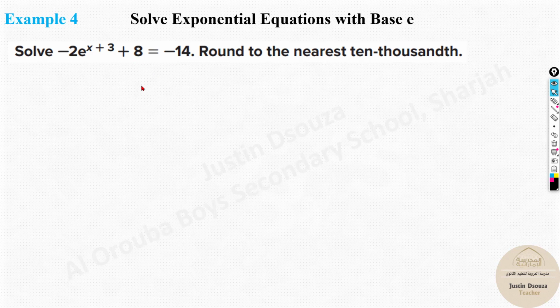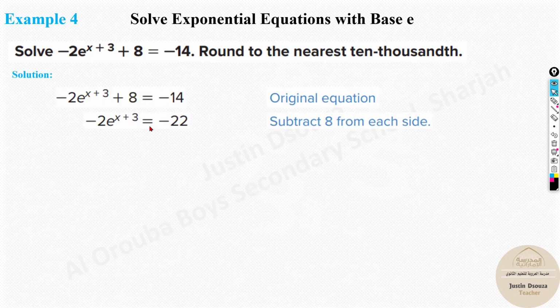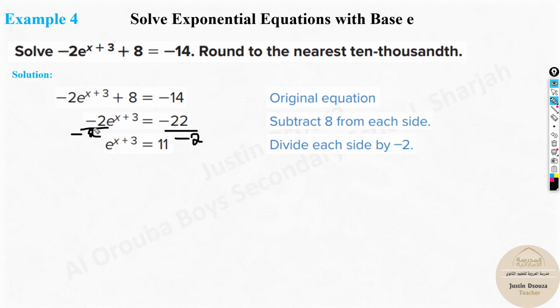Say for example 8 goes to the other side. Simplify it. But we need the x value. It's to the power x, right? How do we do this? You can even take 2 to the other side. It will become 11. What happens is negative negative cancels, or you can take minus 2 to the other side. It will be divided by minus 2 here, minus 2 here.